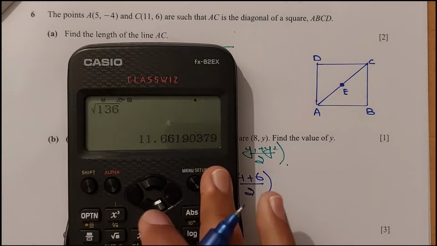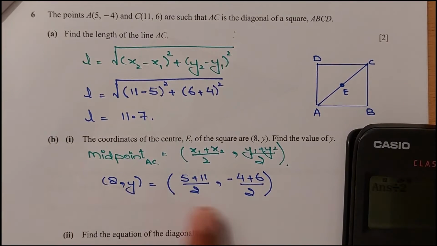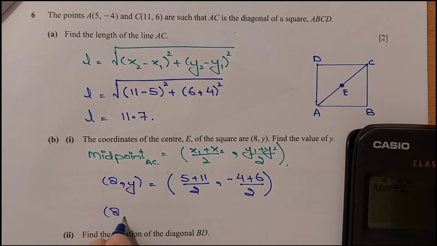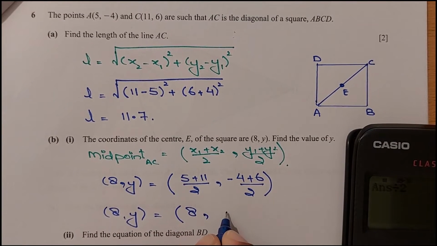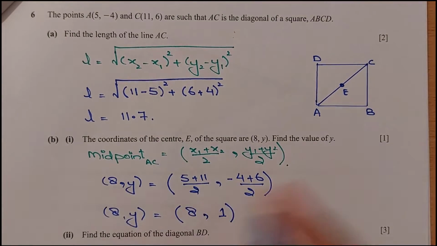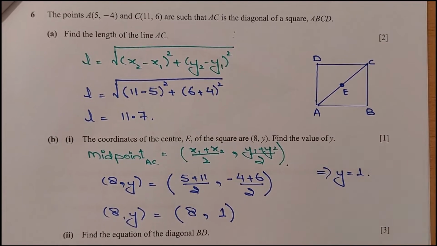Okay, so what is 5 plus 11? 5 plus 11 divided by 2, that is 8. So the x coordinate matches with this 8 in (8, y). And the y coordinate is from 6 take away 4, that is 2, 2 divided by 2 is 1. So we can say that the y value is 1, right? So the value of y is equal to 1.